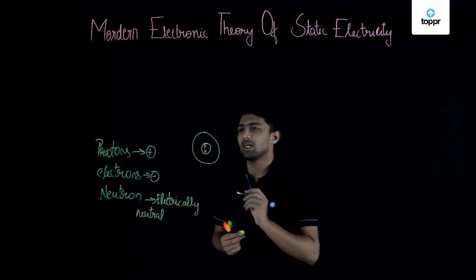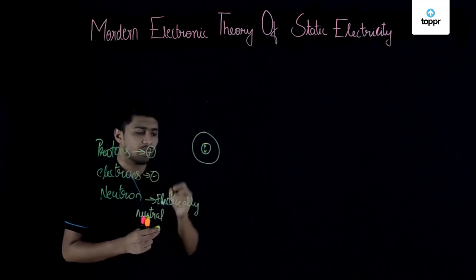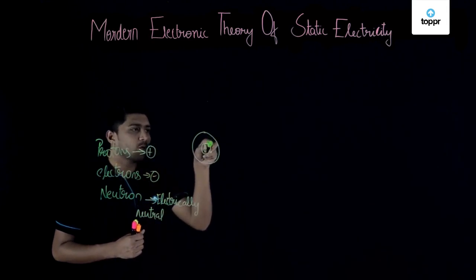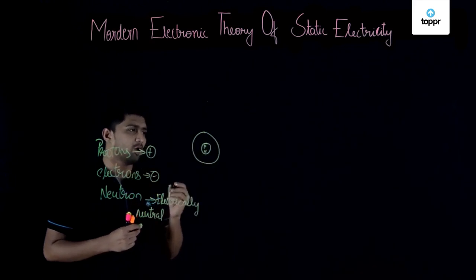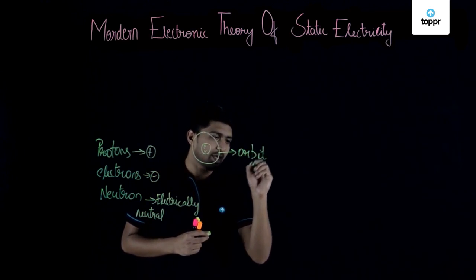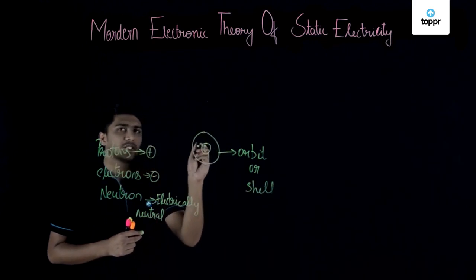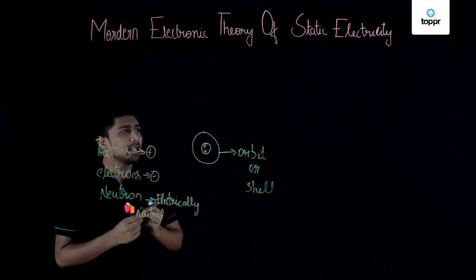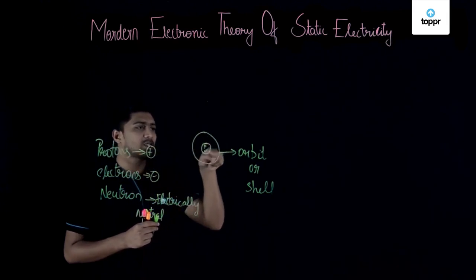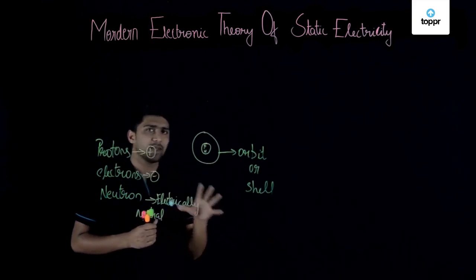Coming back to the construction of an atom: you can find protons and neutrons in the nucleus, and electrons revolve around the nucleus along a path called an orbit or shell. The path wherein the electrons revolve around the nucleus is called an orbit. Okay, so these many things we know now.